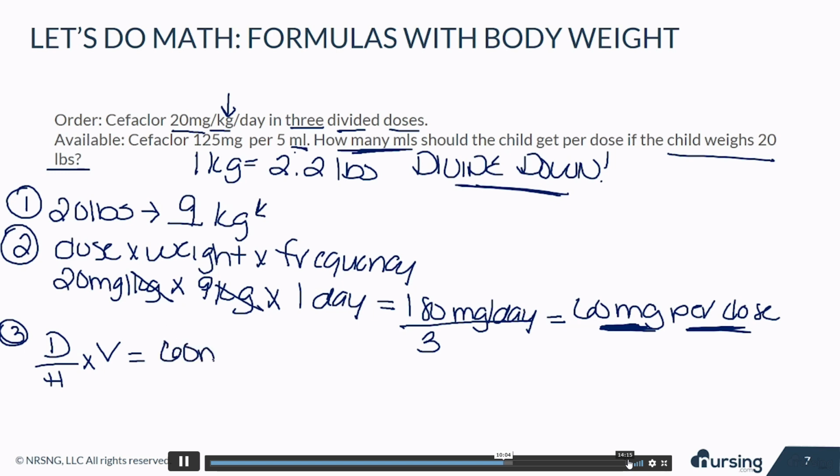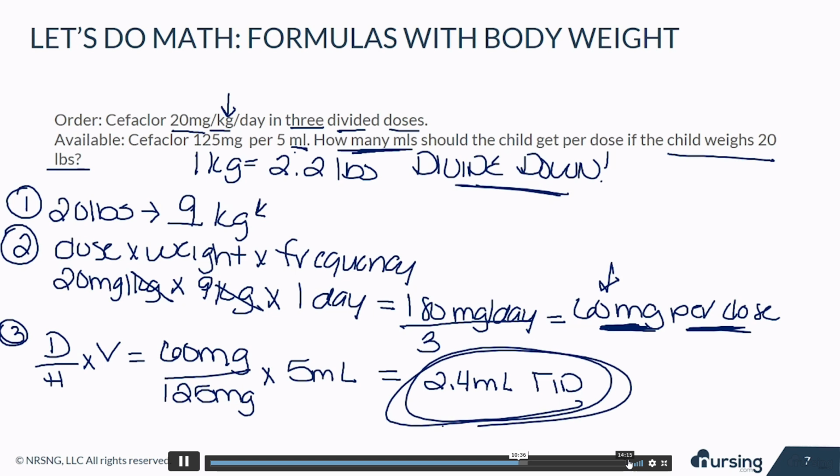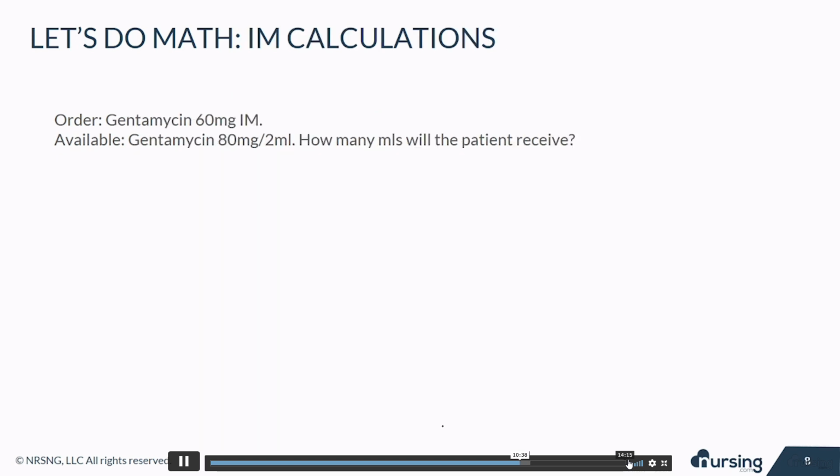Okay, so we're back. Our desired dose is 60 milligrams. Remember, this is per dose now. Over what we have, which is 125 milligrams per 5 mL. So that's desired over have times vehicle. If you did your math correctly and plugged everything in, you should get 2.4 mLs 3 times a day. That is your final answer, guys. IM calculations work pretty well with the basic formula as well.